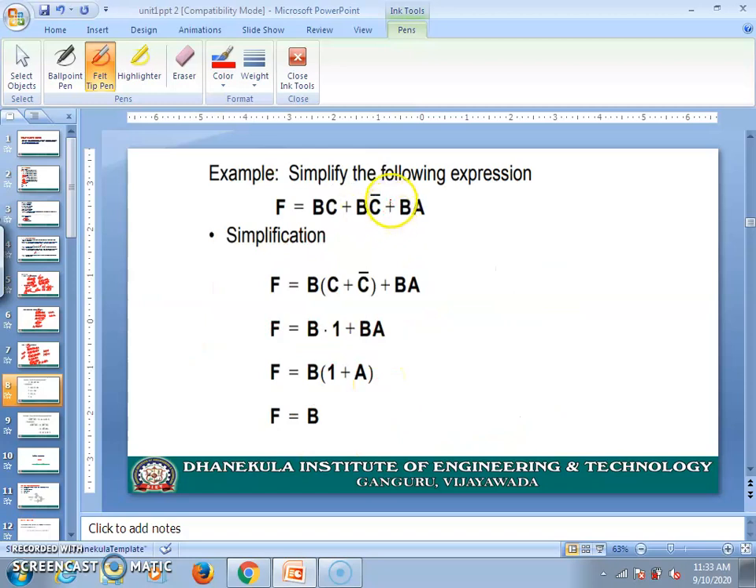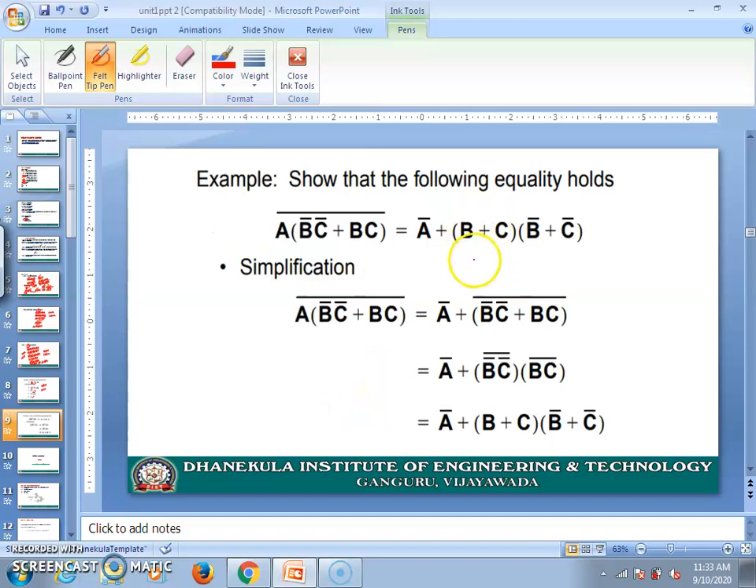So if you observe here, this is another example. If you consider these two terms, in these two terms B is the common variable. That's why I am taking B as common. If I take B as common, here it is C plus C bar plus BA. So what is the value of A plus A bar? It is 1. I am applying this law here. Similarly, C plus C bar is equal to 1. If you observe again these two terms, B is the common variable. I am taking again B as common, 1 plus A. From our laws we know that A plus 1 is equal to 1. Finally, B into 1 is equal to B. This is the solution.